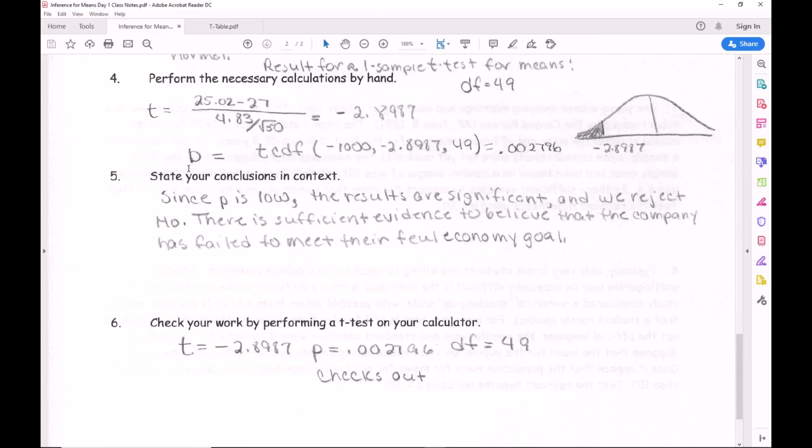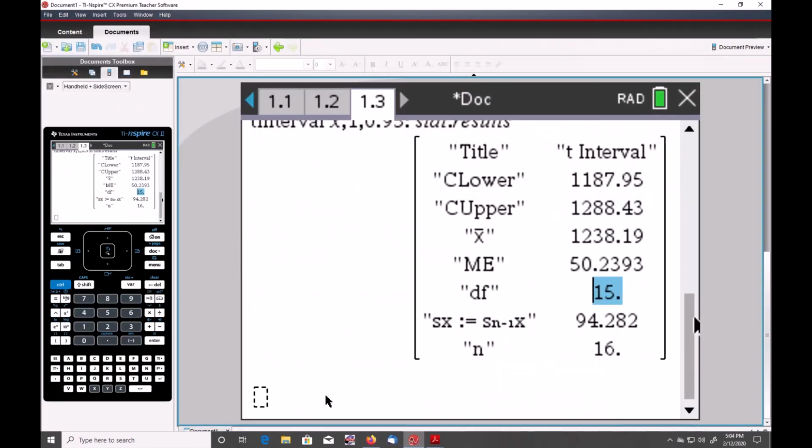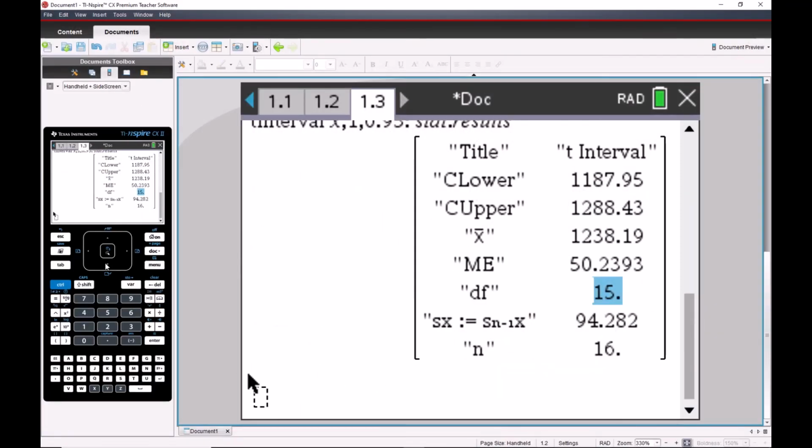Looks bad. Sorry. So at this point in a z calculation, we would do a normal CDF, but we can't because we're in a t-curve. So we're going to do a t-CDF, which is in your calculator. It's from negative infinity up to this number, and you have to add in the degrees of freedom. So let me show you how to get that. And you can stay in this particular screen.